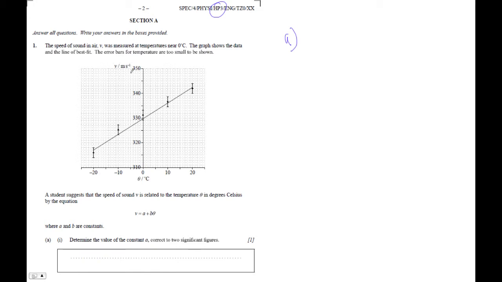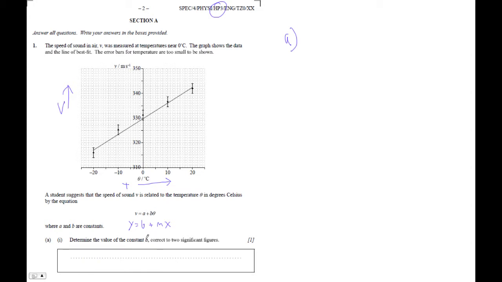So this is our velocity of sound, right? Velocity is this way and temperature is this way. Don't let it throw you that they're using theta for temperature. Basically this is in the form of y equals b plus mx, right? And they're making the slope b, so they really couldn't make it more confusing, okay?